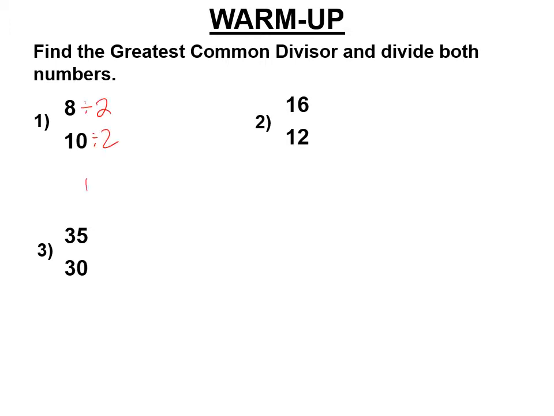Now, if you did this, 10, 20, 30, those are called multiples. Those are not factors. Factors are all the numbers that multiply, right? So the factors of 8 are 1, 2, 4, and 8, because 1 times 8 is 8, and 2 times 4 is 8. The factors of 10 are 1, 2, 5, and 10. The biggest number on both lists is 2.